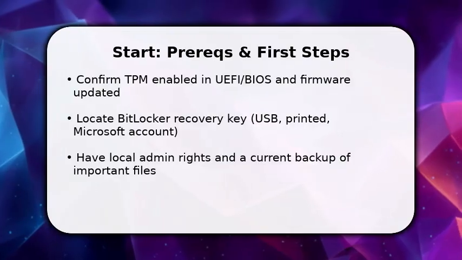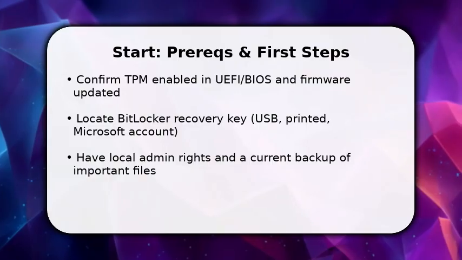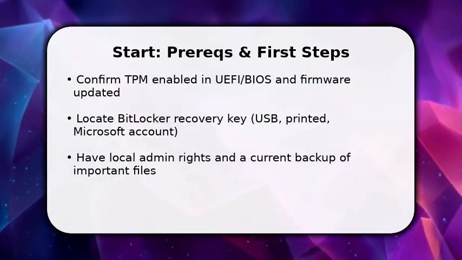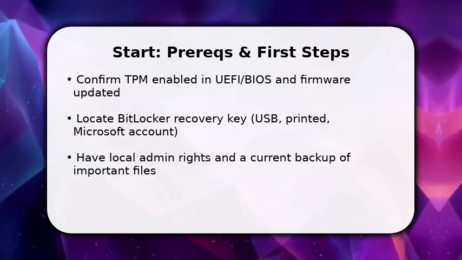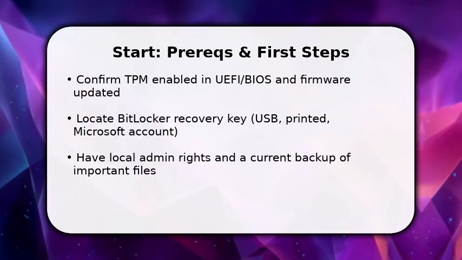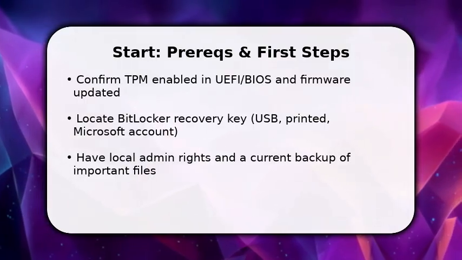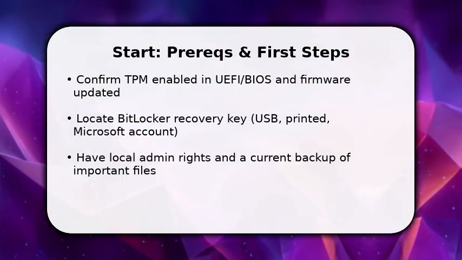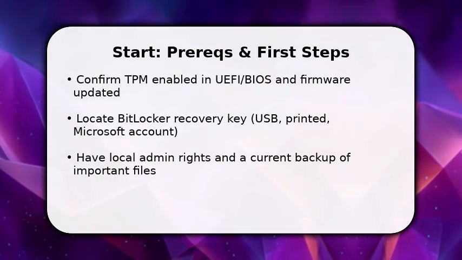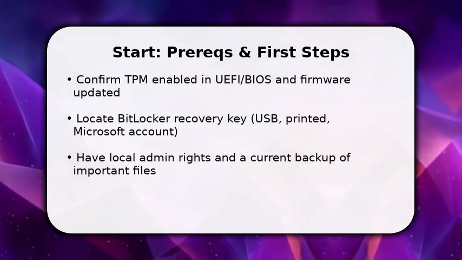You begin by confirming prerequisites. Check TPM and firmware in UEFI and make sure you're an administrator. Once done, locate the recovery key, USB, printed copy, or Microsoft/Azure AD account because you'll need it to unlock. If the key isn't available, do not reboot repeatedly. Gather system info like OS build and device name.